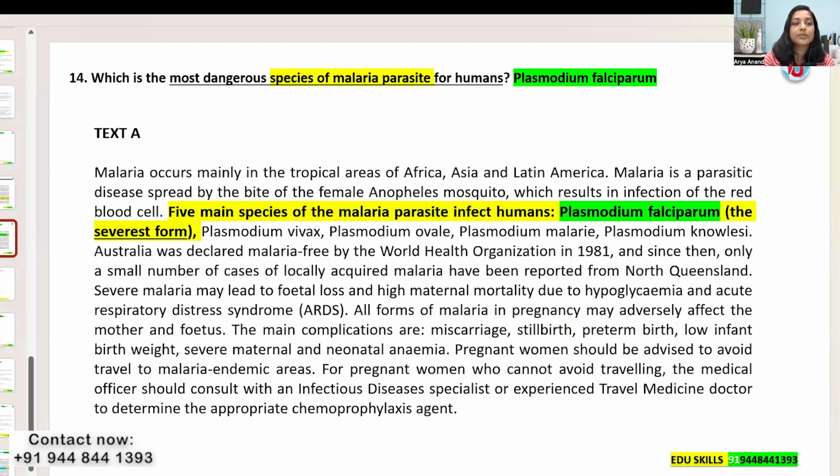We'll move to the next question, the 14th one: which is the most dangerous species of malaria parasite for humans? Where have we read regarding that? In text A, right? Five main species of malaria parasite infect humans. Plasmodium falciparum, the severest form. See here, the severest form. That means the most dangerous one, right? They used the synonym. So your answer will be Plasmodium falciparum.